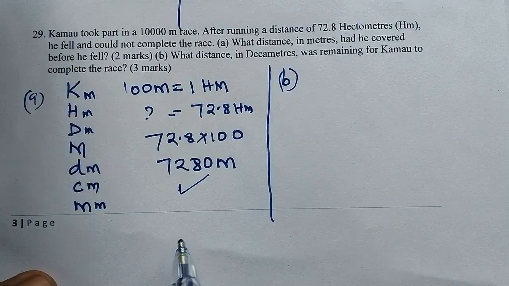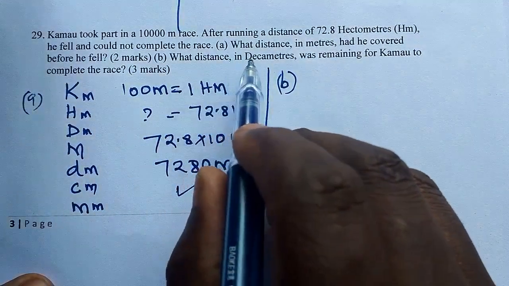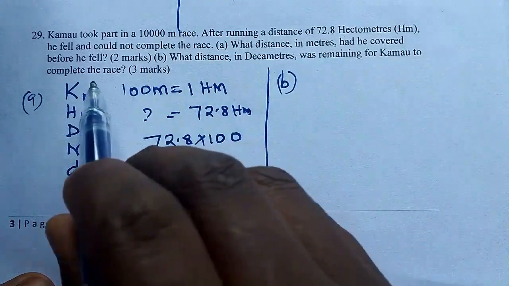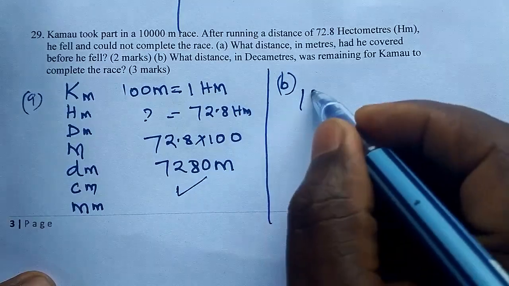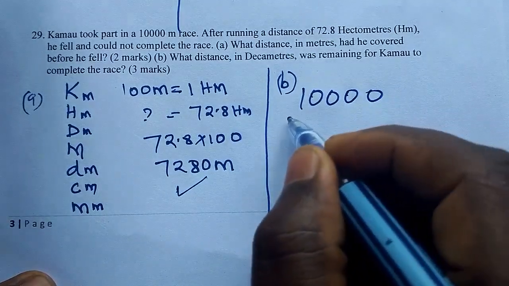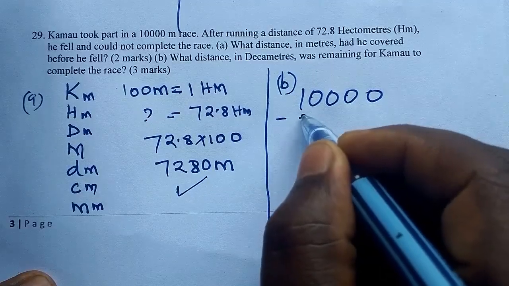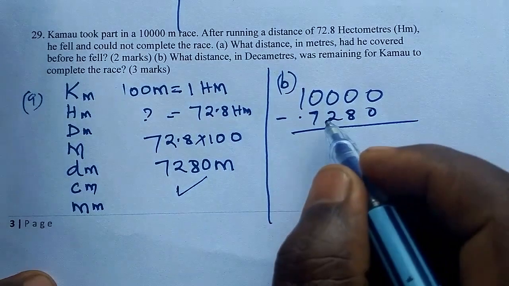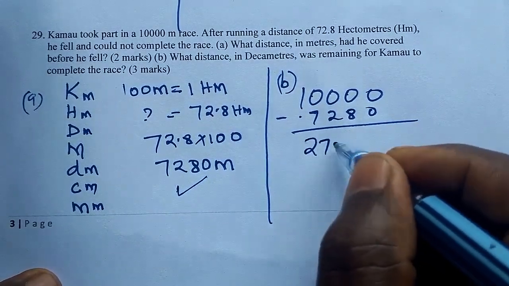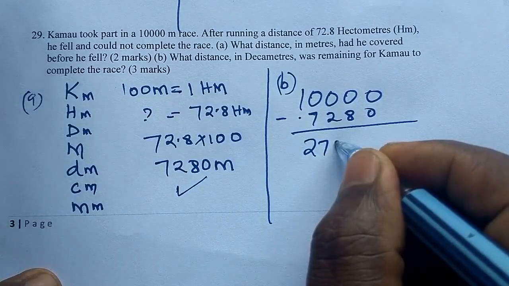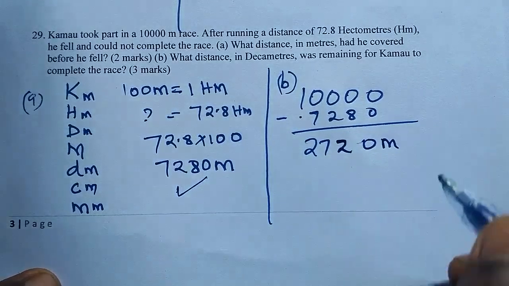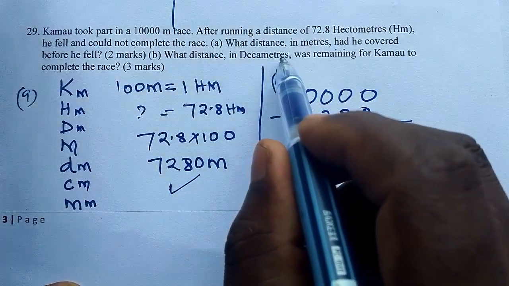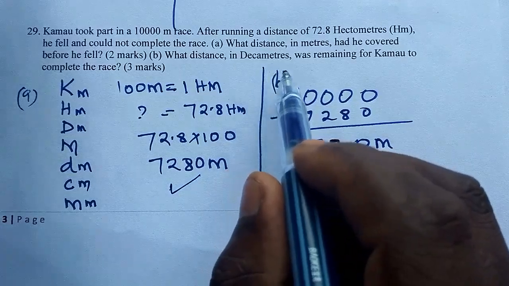B, what distance in decameters was remaining before Kamau completed? So let's see what is remaining. The total was 10,000. Subtract 7,280. He remained with 2,720 meters. But we have been told this is in decameters.